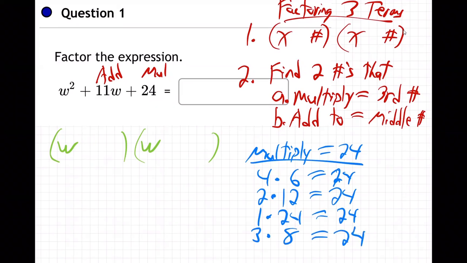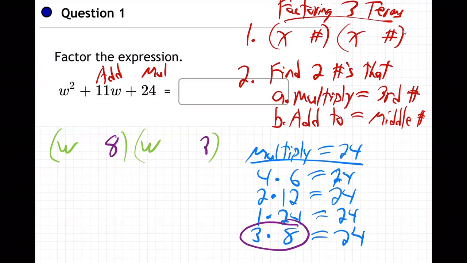Okay. Now those are a whole bunch of numbers, and notice I'm doing the back number first. I'm doing numbers that multiply to be the 3rd number, that multiply to be 24. Now, among those options, they all multiply to be 24. Which of them add to be 11? 3 times 8, 8 and 3. Yeah, those are the ones that add to be 11, right? 4 and 6 adds to be 10. 3 and 8 add to be 11, so that's your pair.